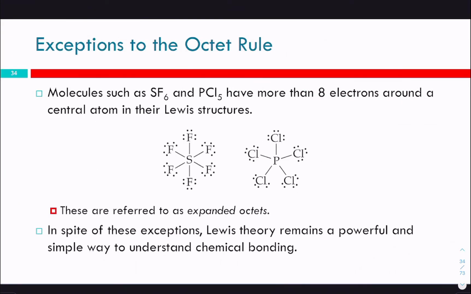There are some other compounds, if you have deep enough shells, like sulfur and phosphorus, that can have more than 8 electrons around a central atom in their Lewis structure. They're called expanded octets. So the Lewis structures aren't perfect for everything, but they explain most things, and there are a few exceptions that you'll have to do more chemistry to learn about.